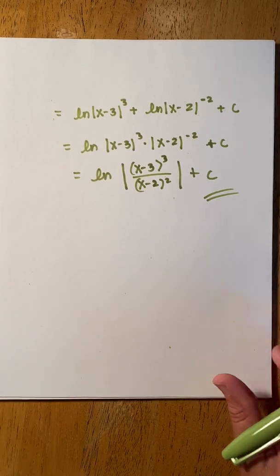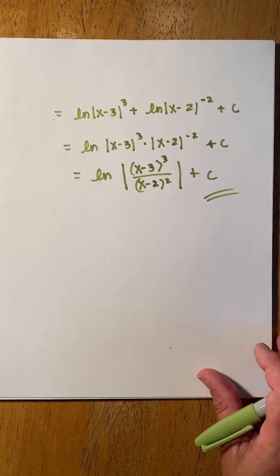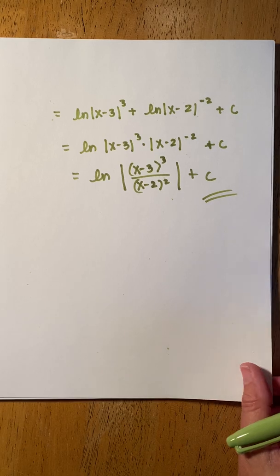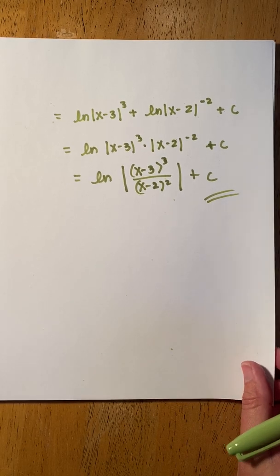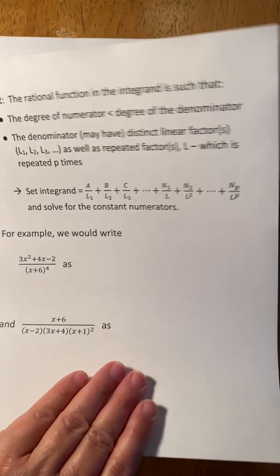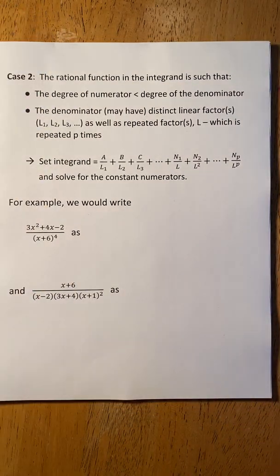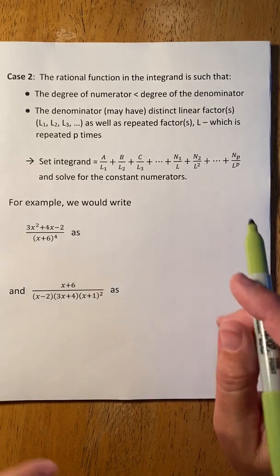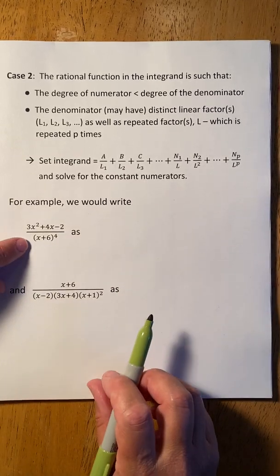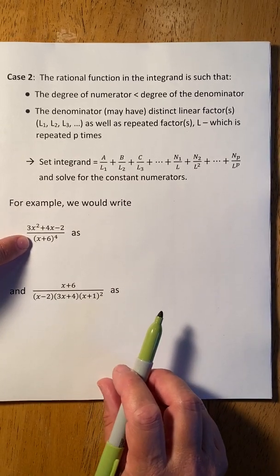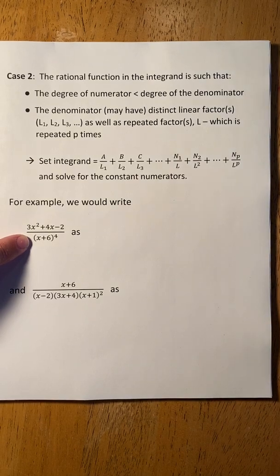All right, so that's distinct linear factors. Well, things change a little bit if we have a repeated linear factor. So what do I mean by that? Well, here's my directions. It says, first, the degree of the numerator has to be less than the degree of the denominator. And if it has distinct linear factors as well as repeated linear factors or just repeated linear factors, it's the repeated linear factors which behave a little differently. So what we would do is, notice that this factor is x plus 6 times x plus 6 times x plus 6 times x plus 6, 4 times.